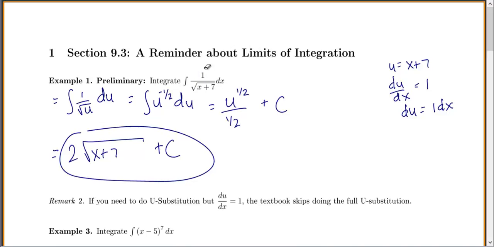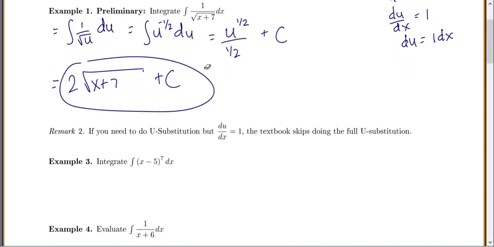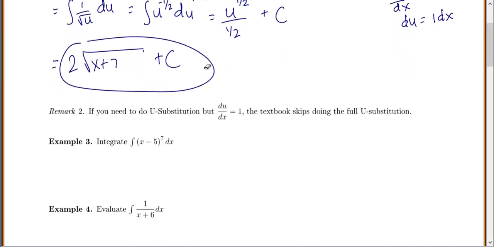And so you'll notice as you're doing the textbook, if you need to do u substitution but the derivative of u is just going to be 1, they kind of skip doing the full u substitution and just almost cheat, if you will, because they know what the answer is going to be. So like in this example, if we want to integrate x minus 5 to the power 7, I should do u substitution, but what's the derivative of x minus 5? If u is just x minus 5, the derivative of that is 1.